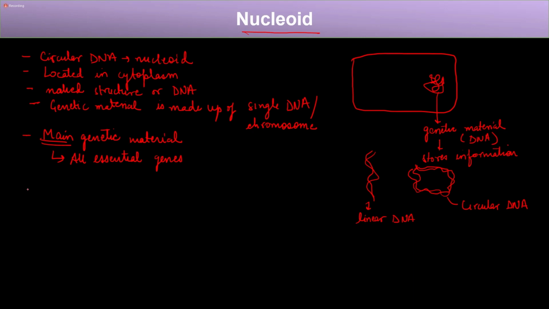Okay. One more thing that is important to know for now is that the nucleoid does not have histones. So what are histones? Histones are a special kind of proteins, right? These are the proteins on which the DNA is wrapped. But in the case of prokaryotic cells, the nucleoids do not have histone proteins. So it is present in the form of a naked DNA. Okay, so this is the nucleoid that we studied. It is considered as the main genetic material of a prokaryotic cell.